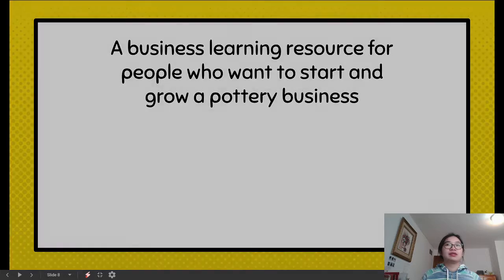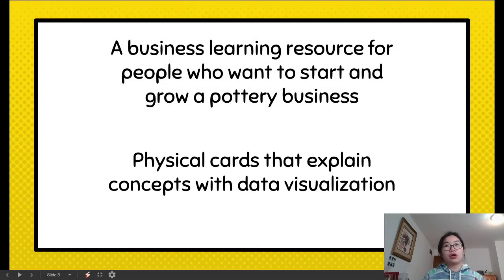What that means is I want to develop it through physical cards that explains concepts with data visualization. This sounds completely foreign to you, I'm sure, and I do not know how to explain it other than saying it this way. In my head, I have an idea of how it's going to look like, but don't think too much about it. Just know this is how I'm approaching it.